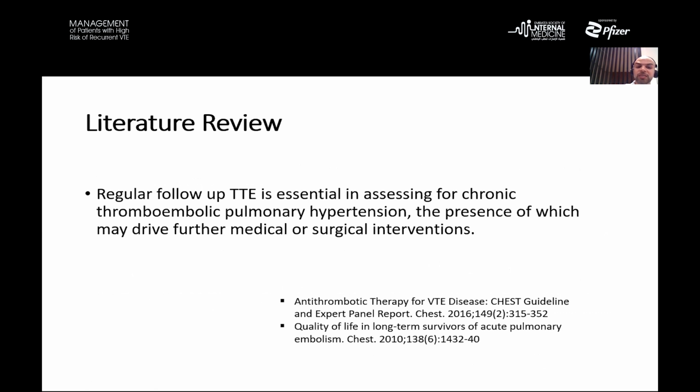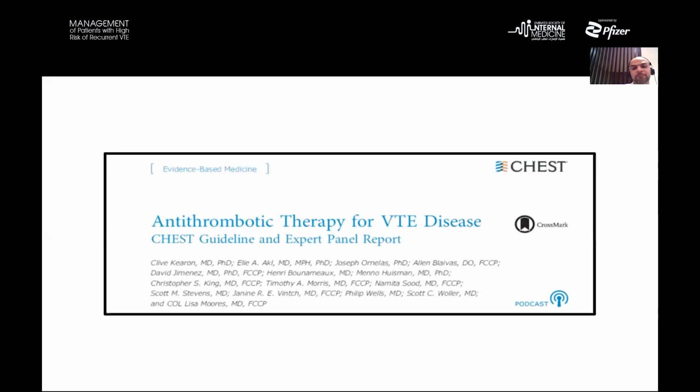Regular follow-up echo is also recommended for the RV size and function, in addition to the pulmonary artery pressures, to screen earlier for chronic thromboembolic pulmonary hypertension. That is very important to avoid future CTEPH, which has a bad prognosis. If it's happening, the mortality rate within a year is very high. And if it is documented, you have to refer the patient for medical or surgical intervention.